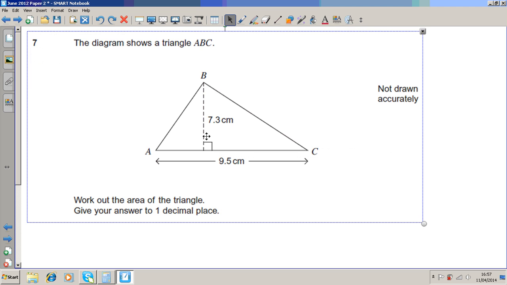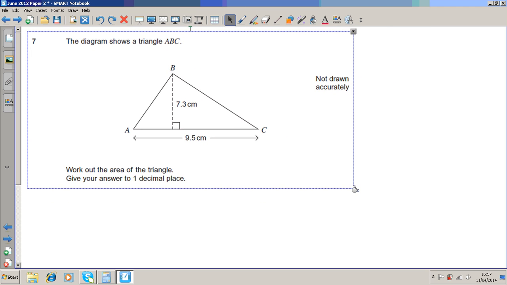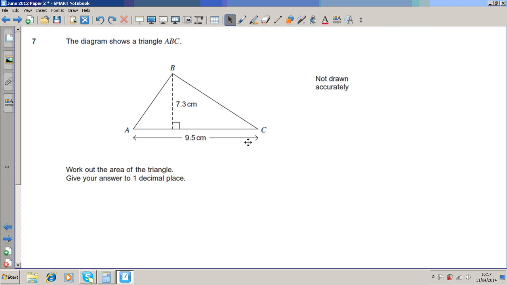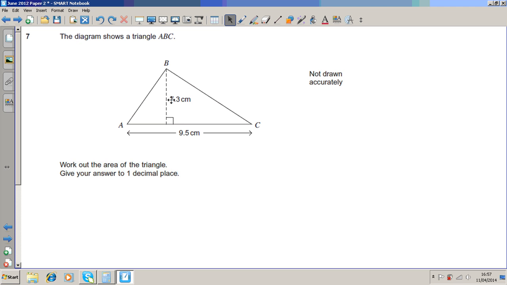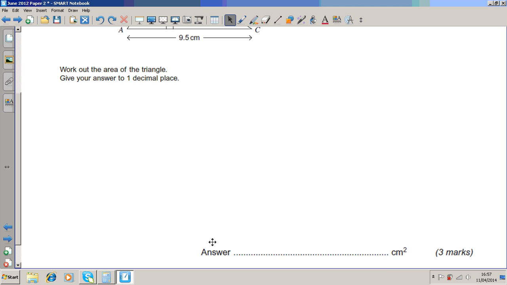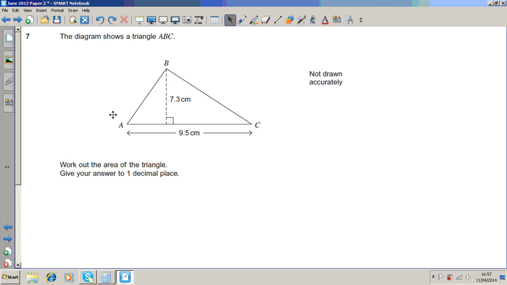Question 7. This question seems to come up a lot. What is the area of the triangle? Give your answer to one decimal place. And they've given us centimetre squared. Straight away I'm looking for that and thinking, what's area? Have they given us the units? They have, so I don't get a point for it on that one.